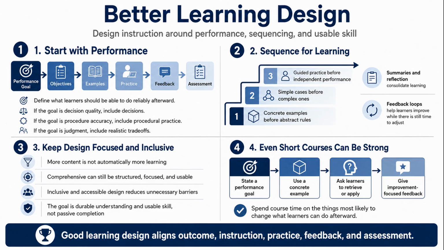Good design also avoids information dumps. More content is not automatically more learning. A course can be comprehensive and still be structured, focused, and usable. Inclusive and accessible design strengthens learning by reducing unnecessary barriers and making participation more reliable across different learners and environments. The aim is not passive completion. The aim is to create conditions where people can build durable understanding and usable skill.